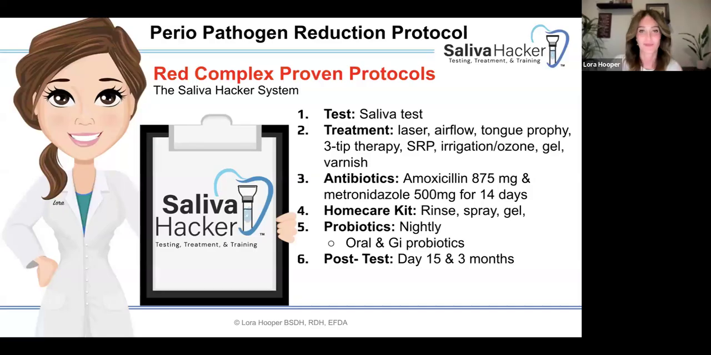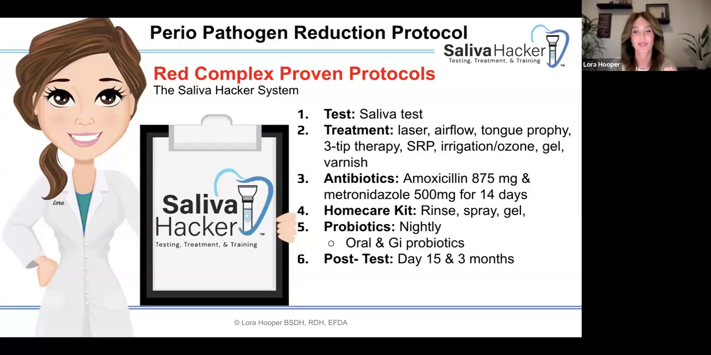Well, how about when it's red complex? Here's our red complex proven protocol. Again, we're going to test. We need to know if the red complex are there. We're going to do those treatments, whatever you have to break up that biofilm, really make sure that we're taking the time to do that.